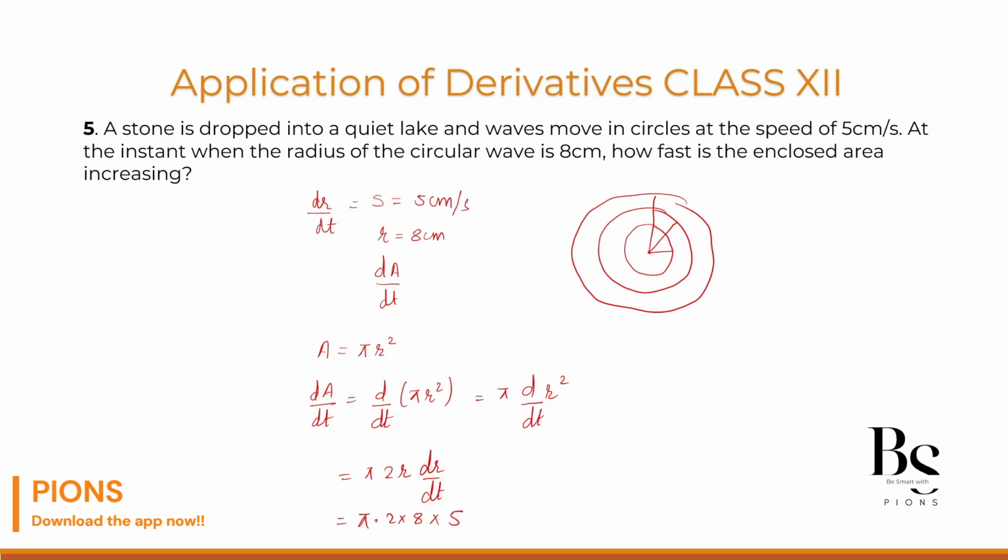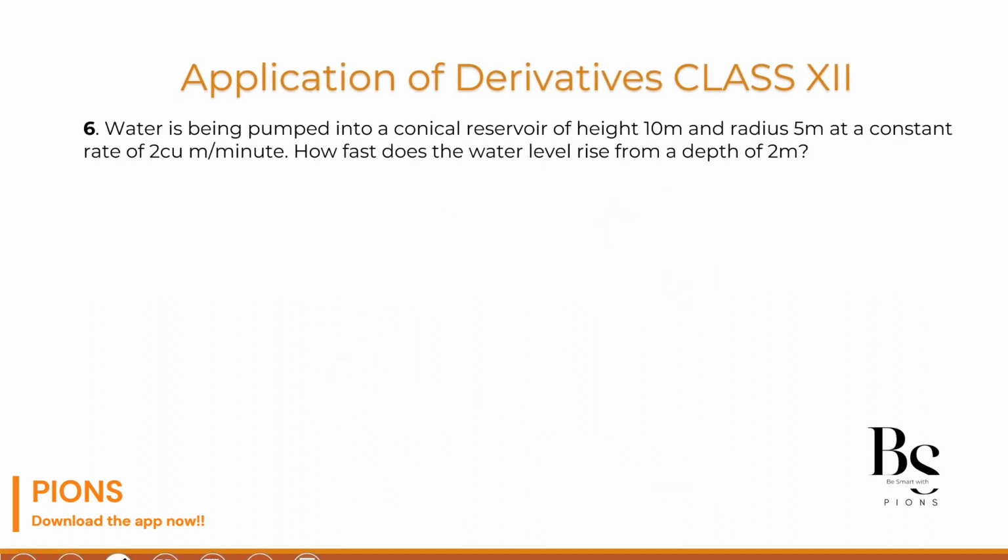And dr by dt is 5. So 5 2s are 10, 10 into 8, 80. So our dA by dt is 80 pi centimeter square per second. Let's move to our next question.